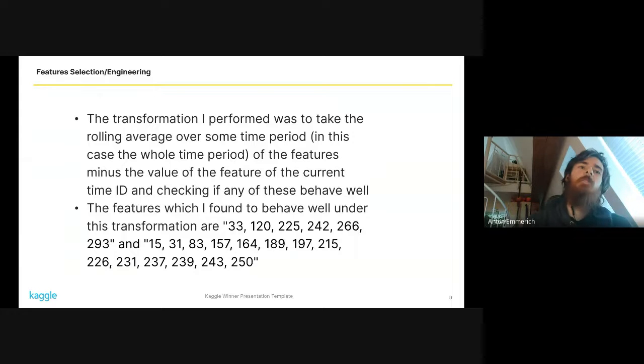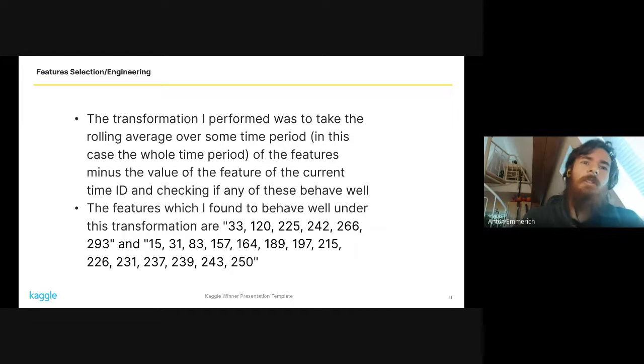The transformation that I performed was basically just taking the rolling average of the features and subtracting the current value of the features. And then I checked if any one of them had this nice property that if the value goes higher, it correlates well with a higher probability of the target being positive, and if it's negative, it correlates well with a higher probability of the target being negative. So I did it with all of the features and checked if any had these nice properties. And I did it in a way that prevents overfitting.